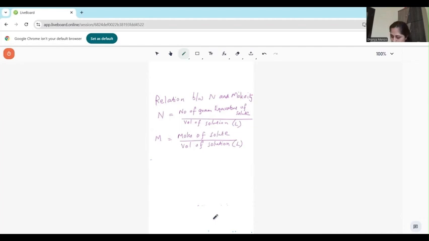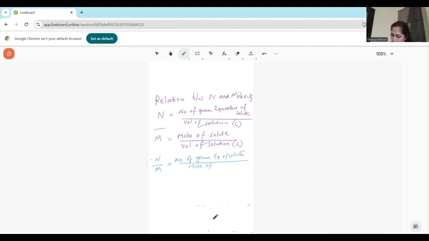When we divide, we get N by M equal to, we can cancel the denominators, right? Number of gram equivalent of solute by moles of solute. Derivation is not at all important. Suppose in case you forget, you can quickly derive it. It's not a big derivation at all. Just at the side, do the derivation and you will get the answer.